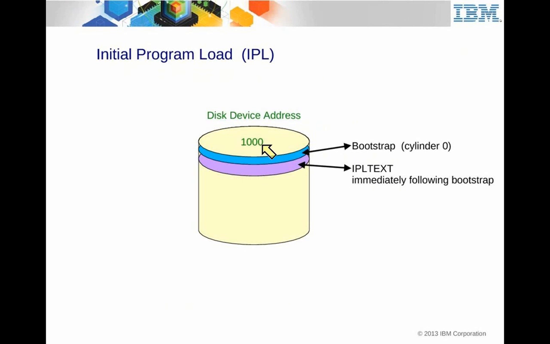So here, device 1000 would have the bootstrap at cylinder 0, and then the IPL text immediately following the bootstrap. How do you get that on the disk device? Well, there's a very simple utility that the disk administrators or system programmers normally know about. You run it, and it writes that bootstrap and IPL text right on the front of a volume. You can have many volumes with the bootstrap and IPL text on them if you choose to, or you could just have one. Most people will have multiple.